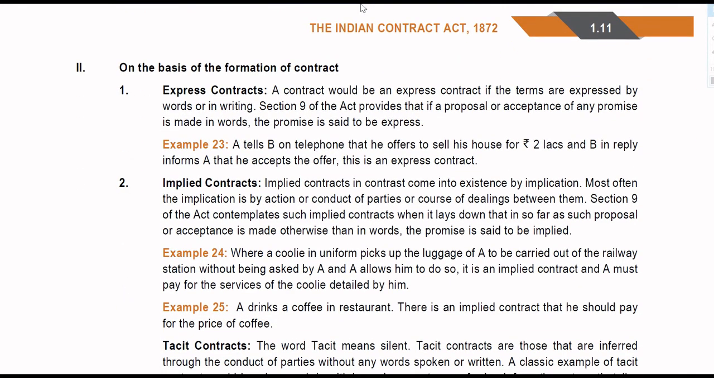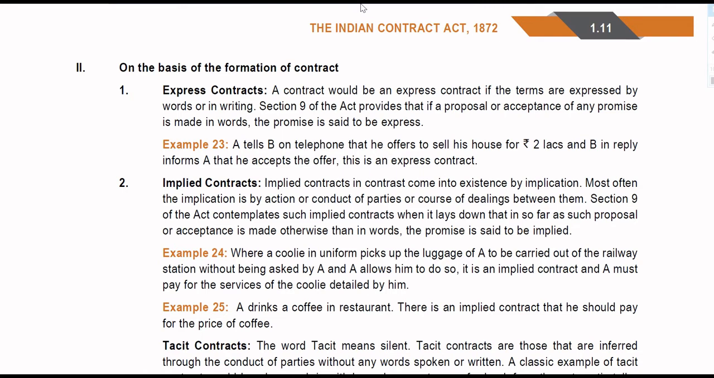Second point, implied contract. Implied contracts come into existence by implication. Most often the implication is by action or conduct of parties or course of dealing between them. Section 9 of the Act contemplates such implied contract when it lays down that in so far as such proposal or acceptance is made otherwise than in words, the promise is said to be implied. Example 24. Where a coolie in uniform picks up the luggage of A to be carried out of the railway station without being asked by A and A allows him to do so, it is an implied contract and A must pay for the service of the coolie availed by him.